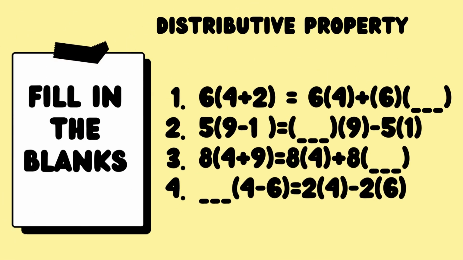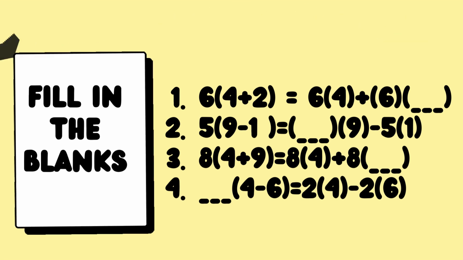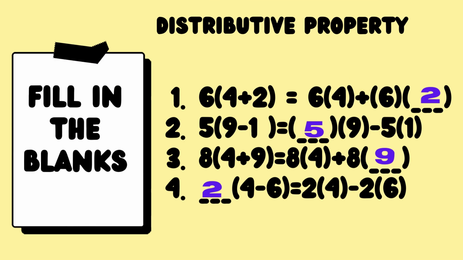Okay, another distributive property. So 6 times the sum of 4 and 2. What can be the missing number? What can fill in the blanks? I'll give you 5 seconds. I hope you can see the relation for number 1, 2, 3, 4. Okay, let's have the next one. Let us check if we are correct. Did you get it correctly?